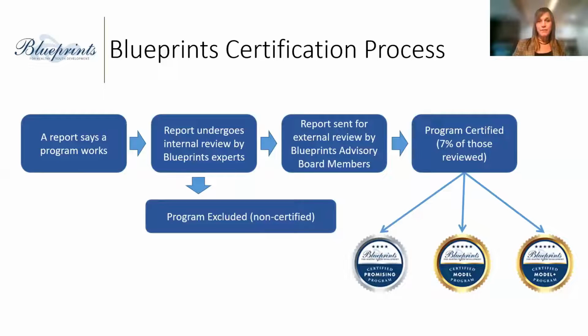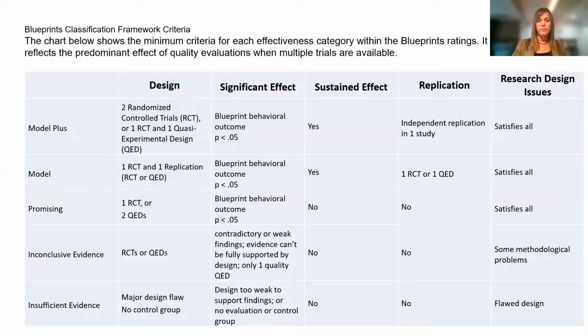Programs can be excluded from certification at 2 levels, either by staff or by the Blueprints Advisory Board. I'm not going to go into this matrix of our different rating tiers other than to let you know, beyond Model Plus, Model, and Promising, we also rate interventions inconclusive, meaning we're missing some information, so we can't quite conclude if we can trust the results, or insufficient, meaning there is some sort of design flaw that we really cannot trust those programs or the reporting of the program impacts.